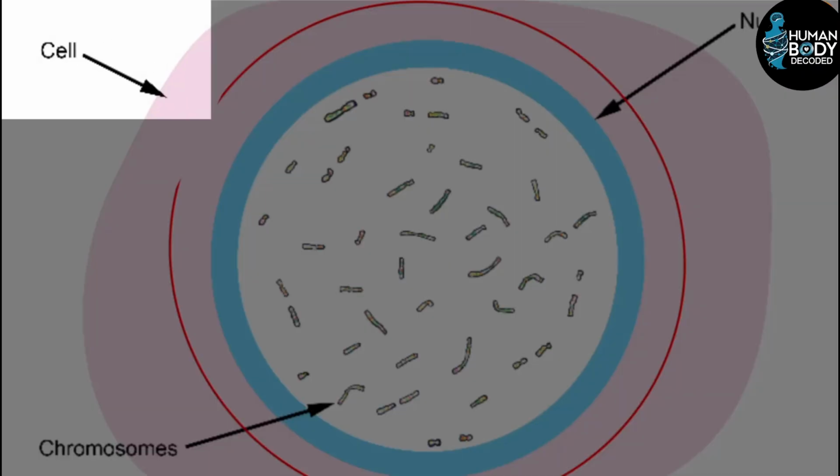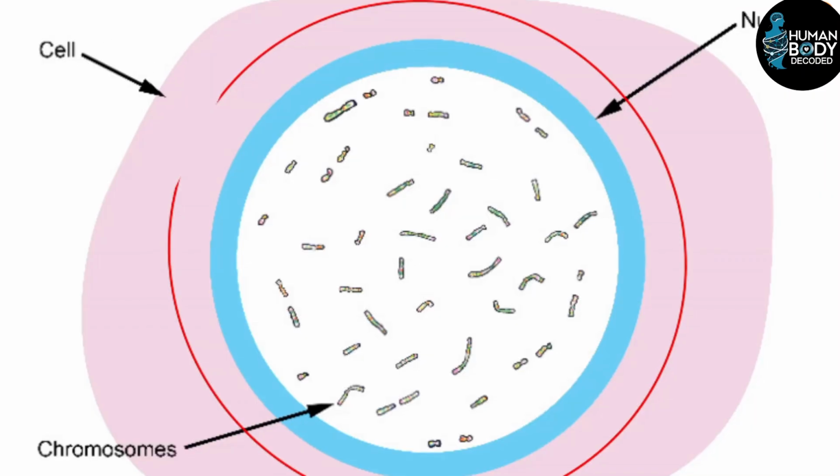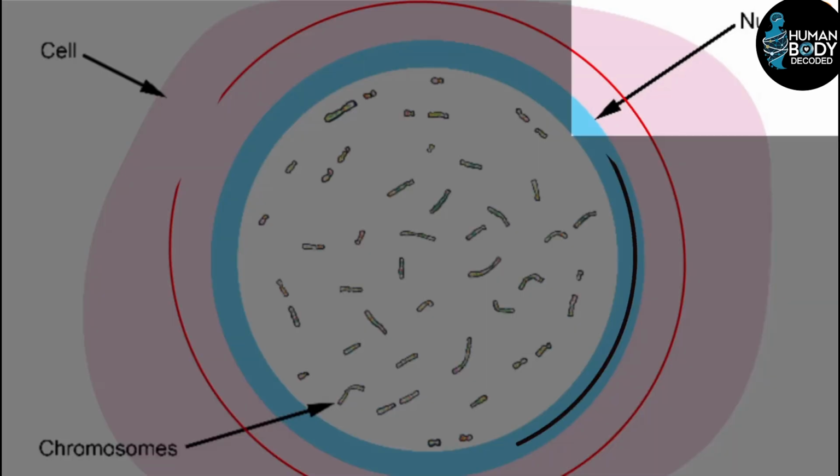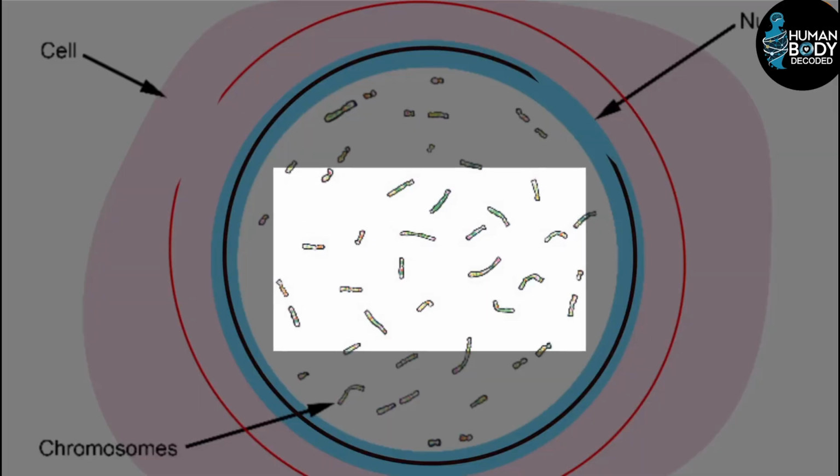This is the cell you are watching in your screen. When we view this cell microscopically, we will see a nucleus in it. When we observe this nucleus further, we will see thread-like structures in it, which we call chromosomes.